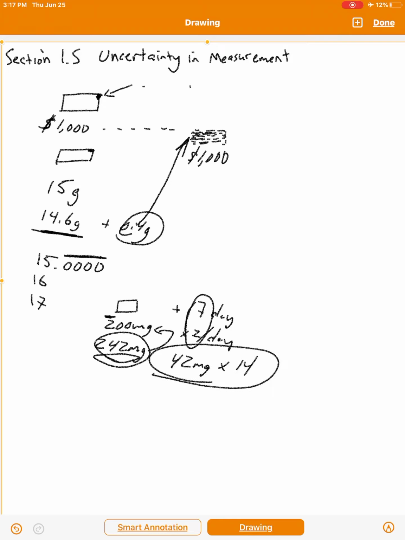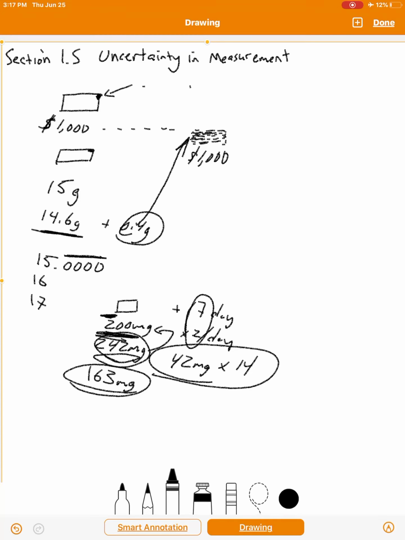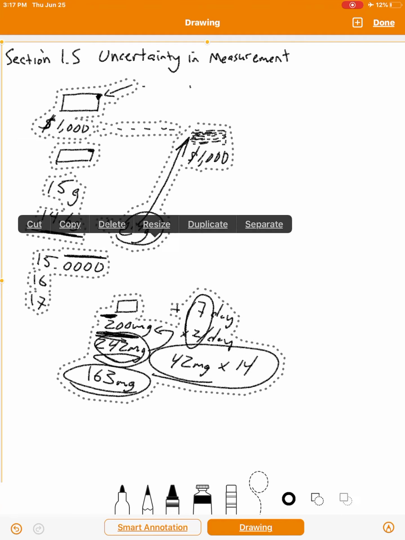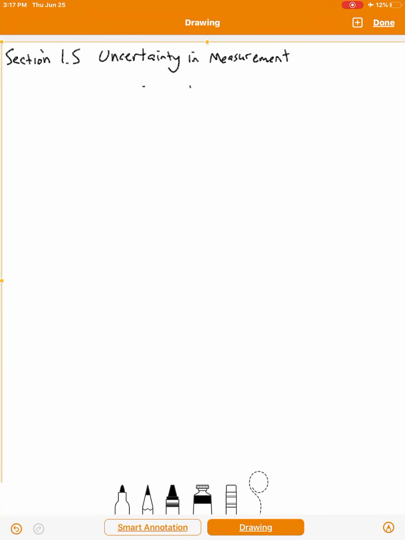That adds up to a lot of extra drug, right? And that might actually have some sort of adverse effect on the person. We're prescribing 200, but we're actually giving them 242, or maybe not enough, right? Maybe it's really only 163 milligrams. And so now what's happened is you're giving them not nearly enough over a period of time. So that's really one of the issues as to why significant figures is an important issue. It has to do with confidence. How confident are we in the number that we have?